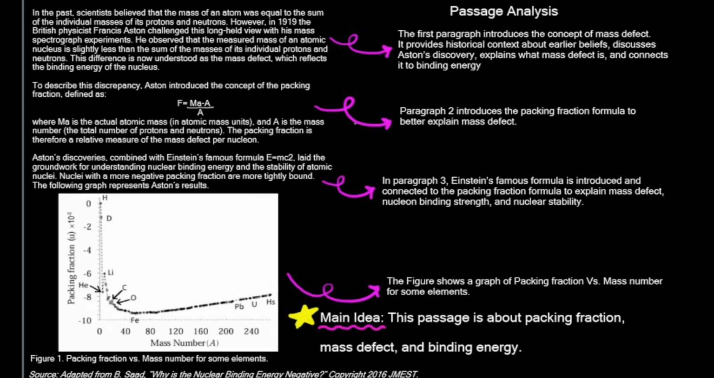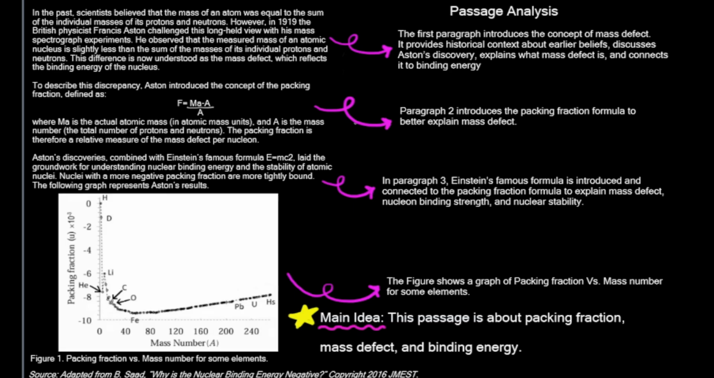So, after you have read the passage and worked through the problems on your own, come back and we're going to go over the passage analysis together and solve all the problems together. So, here's an analysis of the passage. Let's go through each paragraph and point out important information. After you read this passage, you should realize that this passage is about mass defect, binding energy, and packing fraction.